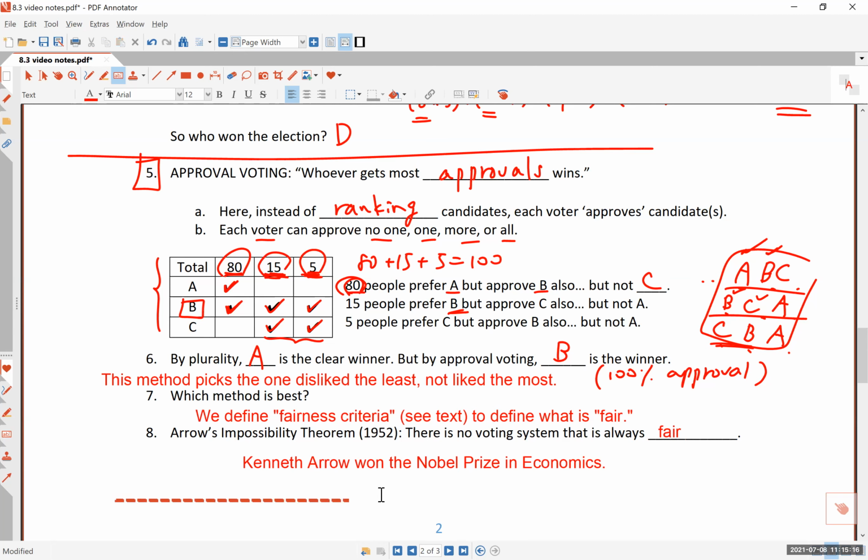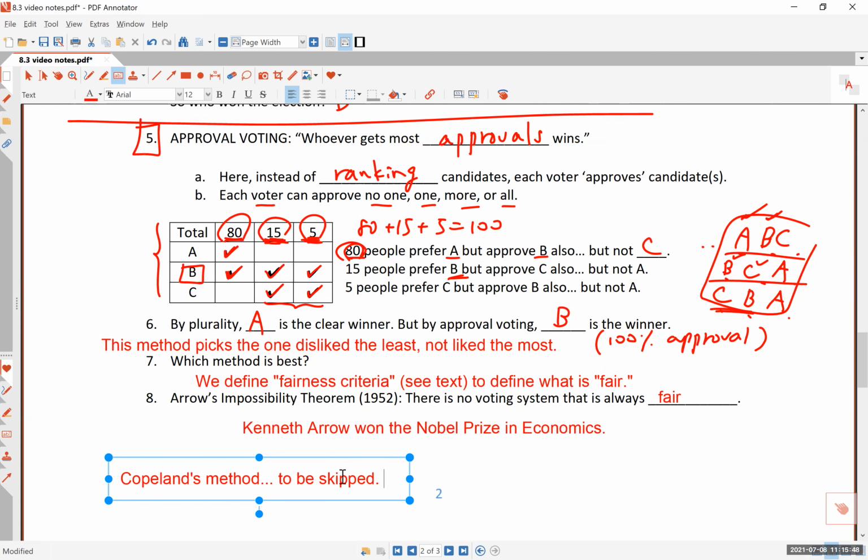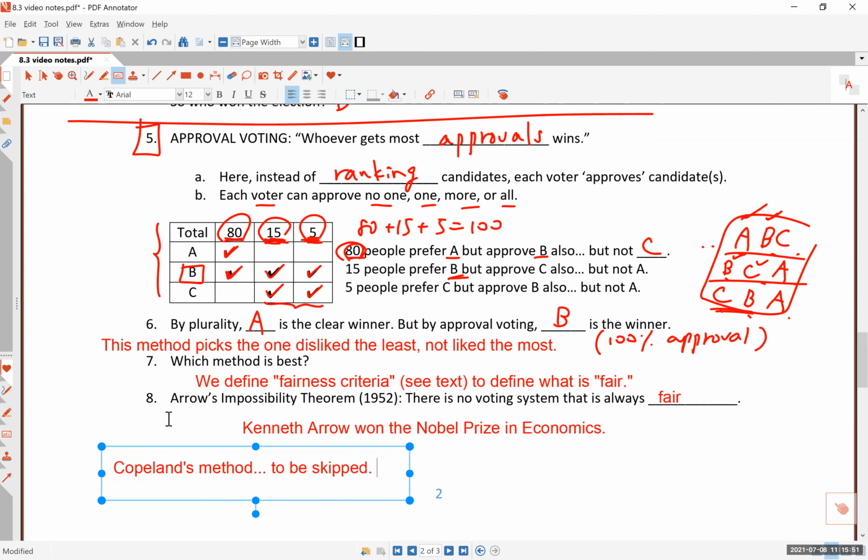Okay, so if you look in the book, there are many other methods, including Copeland's method. Okay, but if you have any kind of questions in your homework that asks you to do Copeland's method, just ignore them, okay, to be skipped. You do not have to worry about Copeland's method or any other methods that are mentioned in the exercise section of this. I did not assign you anything that requires Copeland's, but if as a part of the homework questions, if Copeland's method is mentioned or any other methods are mentioned, you do not have to worry about those.